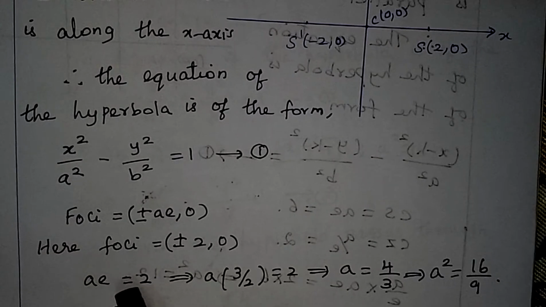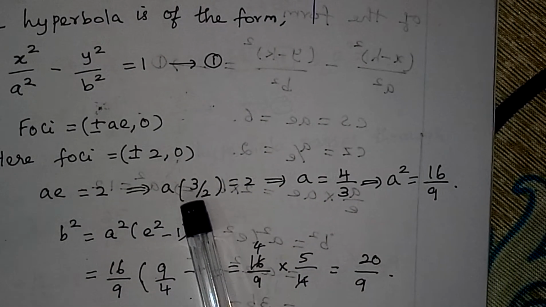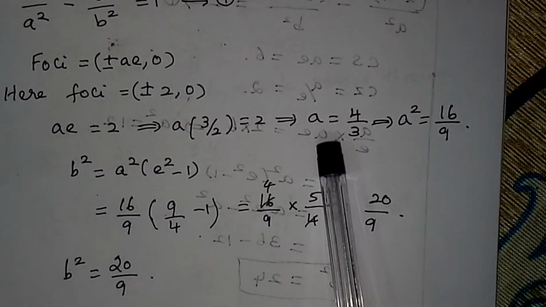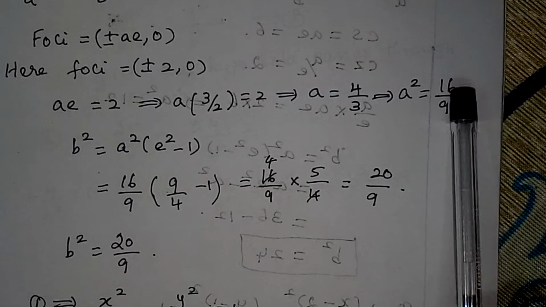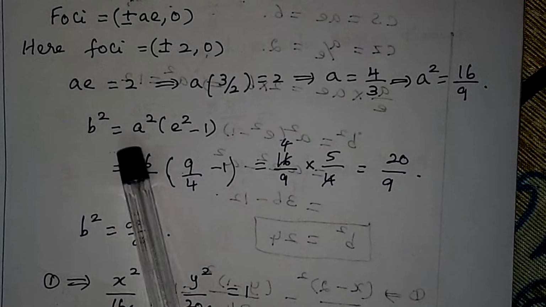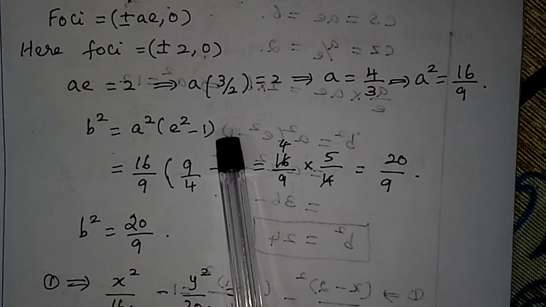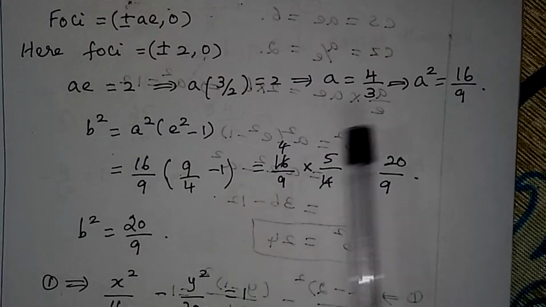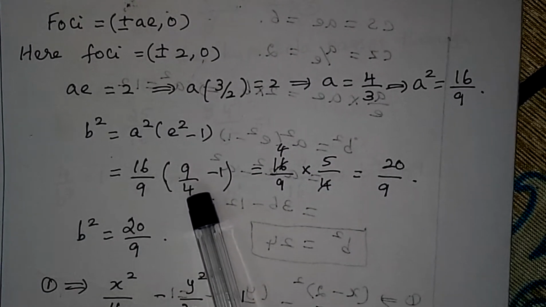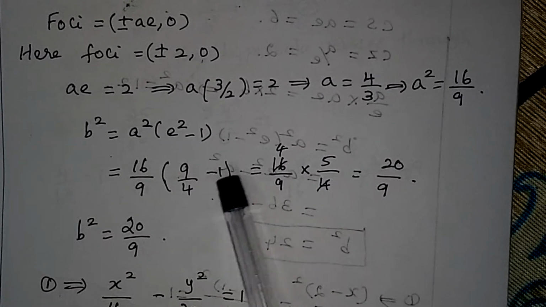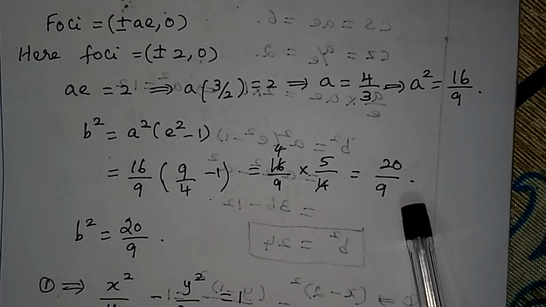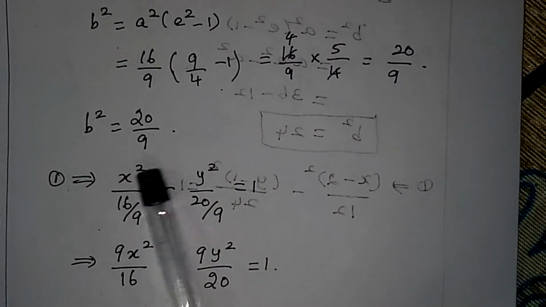So now we know the value of e. e is given in the question. It is 3 by 2. So you can cross multiply it. 4 by this 3, so a equal to this. From this our a square value is 16 by 9. You can find the value of b square. This is the formula: b square is equal to a square into e square minus 1. So a square value is 16 by 9 into e square. e value is 3 by 2, so it is 9 by 4 minus 1. You can take the LCM. 9 minus 4 is 5. 5 by 4, you can cancel one 4. So it is 20 by 9. b square is equal to 20 by 9.